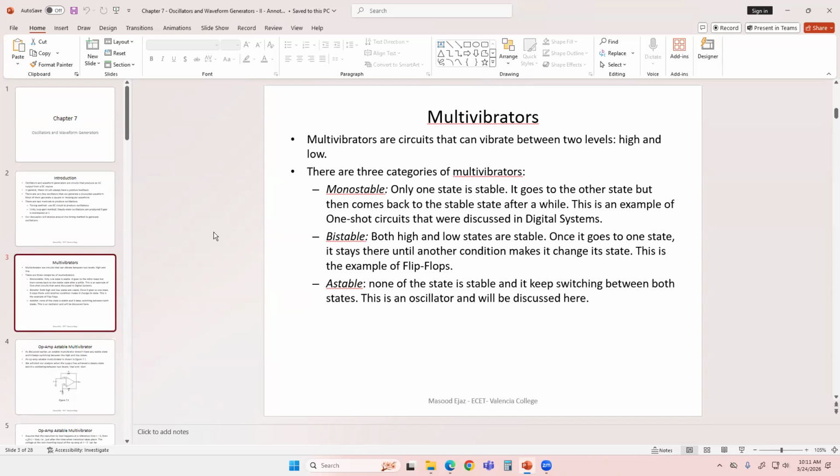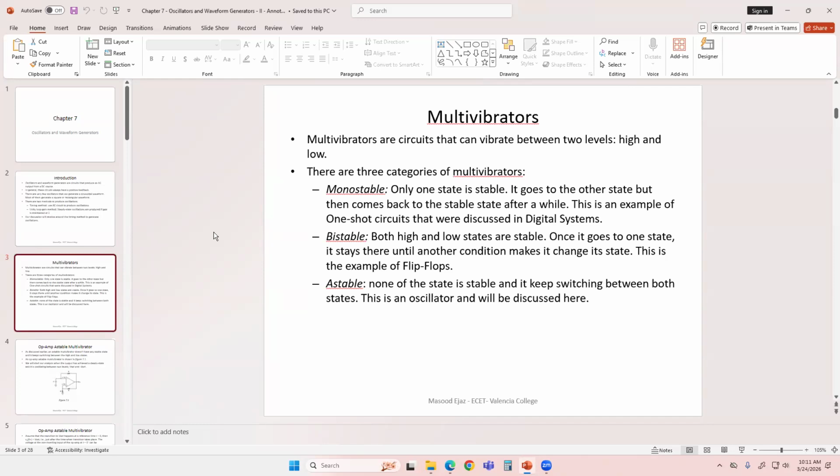Again, that's what I put in digital systems because I taught digital systems 1 and 2 both, and at that time we used to discuss that in digital systems 2, one short circuit. But those are monostable circuits. Bistable circuits, both states are stable. It goes to one state, it stays there as long as you want it to stay there, and then it can go back to the other state based on the input condition. And that's the example of flip-flops, that they are bistable circuits.